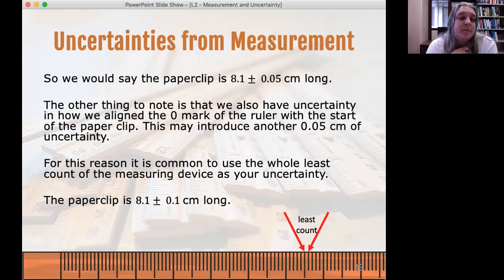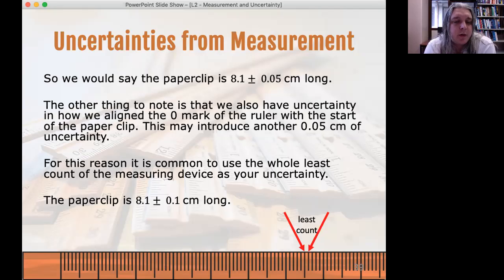And for that reason, we generally will always take the entire least count as our uncertainty for measurements. So if you have a measurement device like a ruler, you find the least count, which is the smallest division on that scale, and you use that as your uncertainty. I will talk more about this in the labs. As I said, we'll work through a few uncertainty measurements and so on.